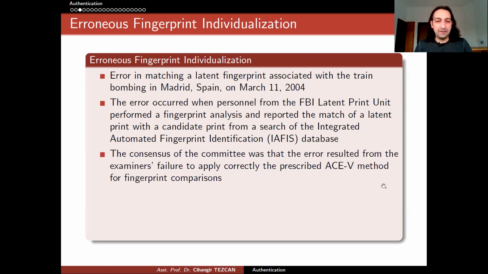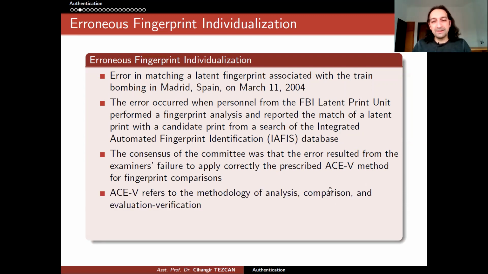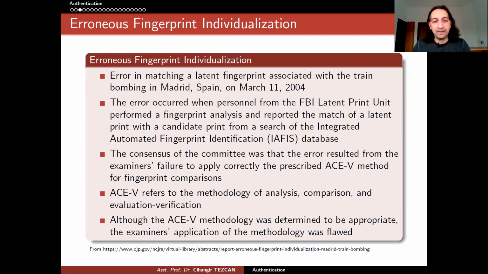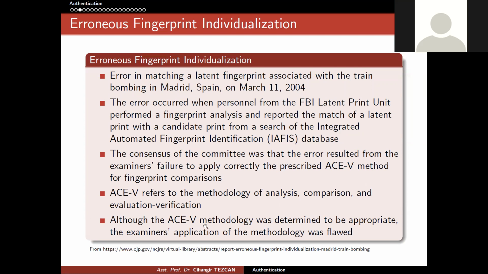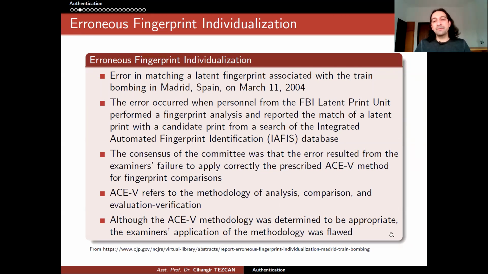So they did this, but the problem is that the consensus of the committee was that the error resulted from the examiner's failure to apply correctly the prescribed ACE-V method for fingerprint comparisons. And this method actually refers to the methodology of analysis, comparison, evaluation, and verification. So although the methodology was determined to be appropriate, the examiner's application of the methodology was flawed. So people who were doing the measurements or performing the application made a mistake. So in this way, they found a wrong fingerprint.